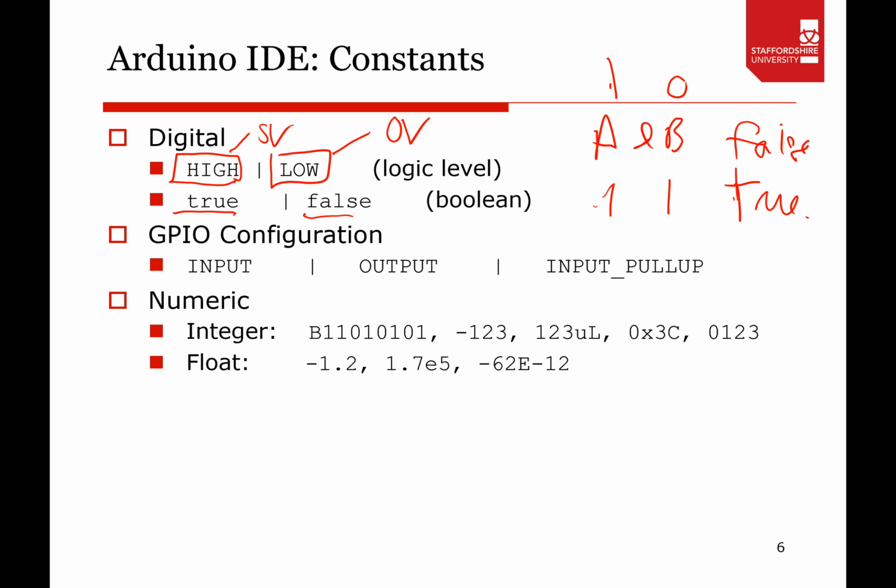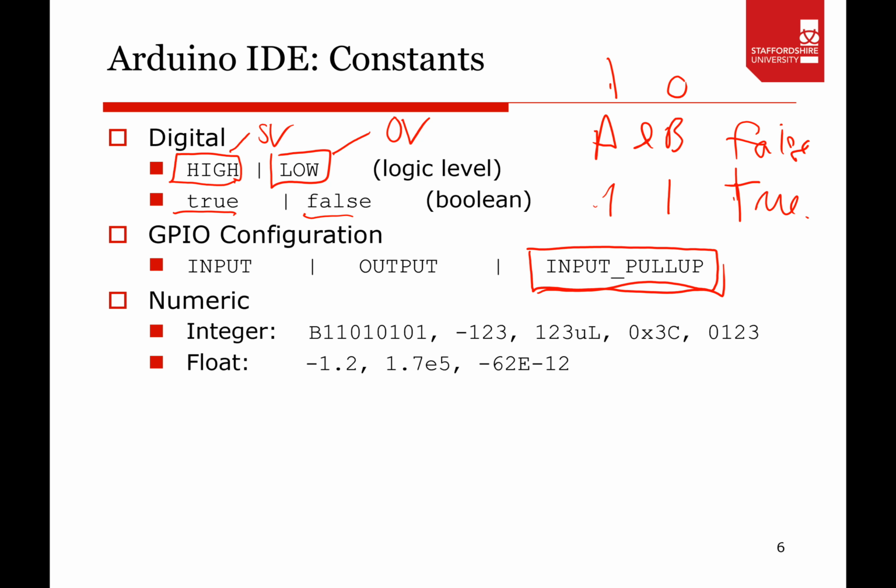So general purpose GPIO, general purpose input output configuration. So pins on an Arduino can be input, so waiting for a push button or a sensor value. They can be output, so they're being monitored as an output, or they can be input pull-up. So a resistor can be used when it's input pull-up to protect the board.